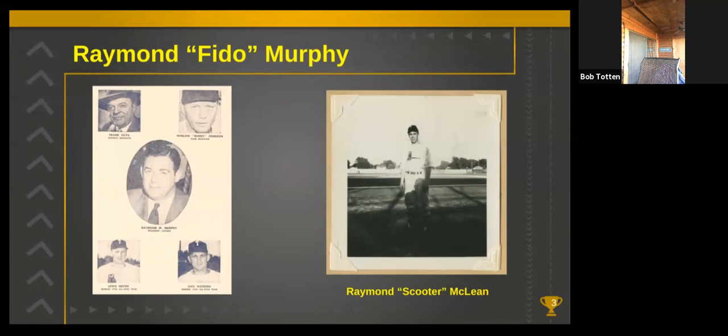That's him in the photo. And he would go on to play and coach in the NFL, and he'd be known as the answer to a trivia question: who was the football coach of the Green Bay Packers just before Vince Lombardi? Well, that coach had a 1-10 record, and that was Raymond Scooter McLean.